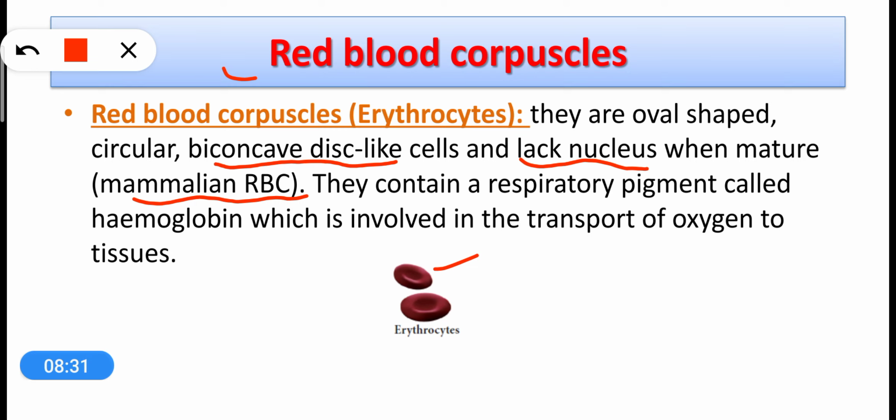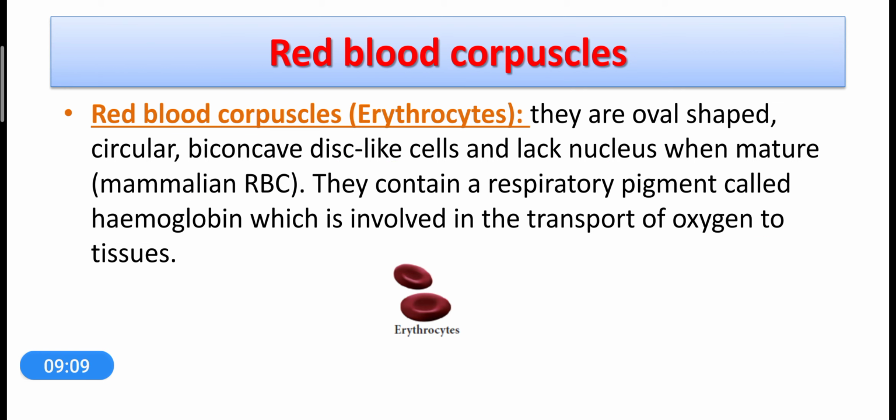They contain a respiratory pigment known as hemoglobin. A red colored pigment is filled inside the RBCs, right? That is called hemoglobin. And this hemoglobin is actually involved in transport of oxygen to different tissues. So the RBCs actually collect oxygen from the lungs. As we inhale air, the air goes to the lungs, and from that air the RBCs collect oxygen. This oxygen binds to the hemoglobin, then these RBCs move to the different tissues where they distribute oxygen to them.